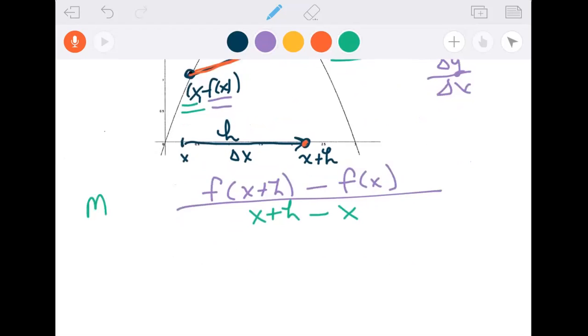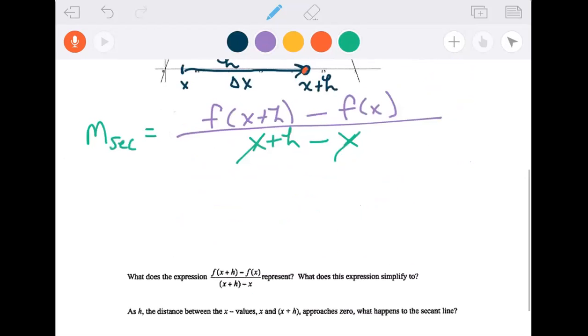I'm going to write m sub secant equals. The bottom of this, the x's cancel. So in this first one, it says, what does this expression represent? It represents the slope of the secant line. Just using a little algebra 2. What does it simplify to?